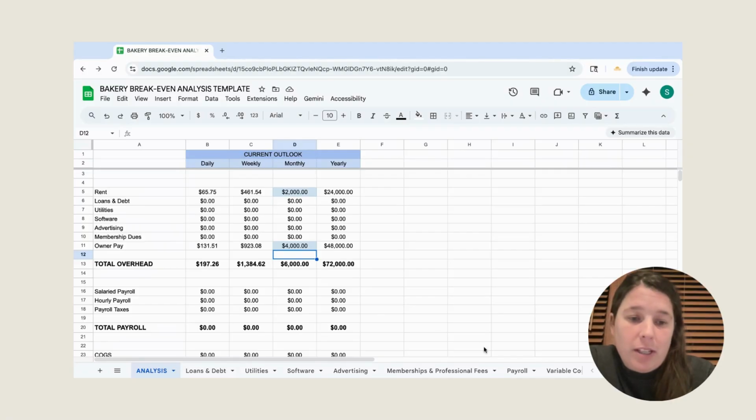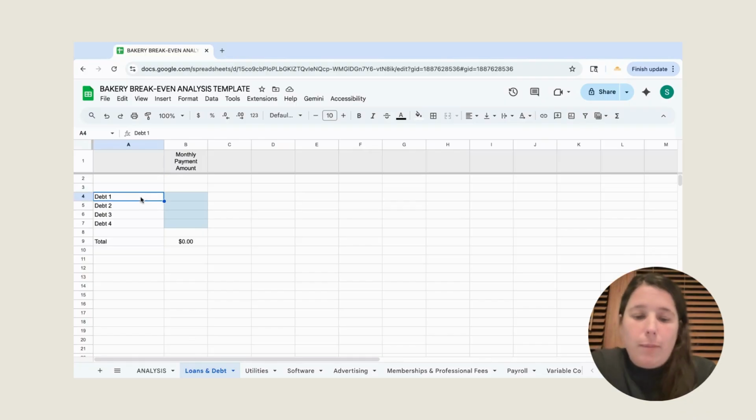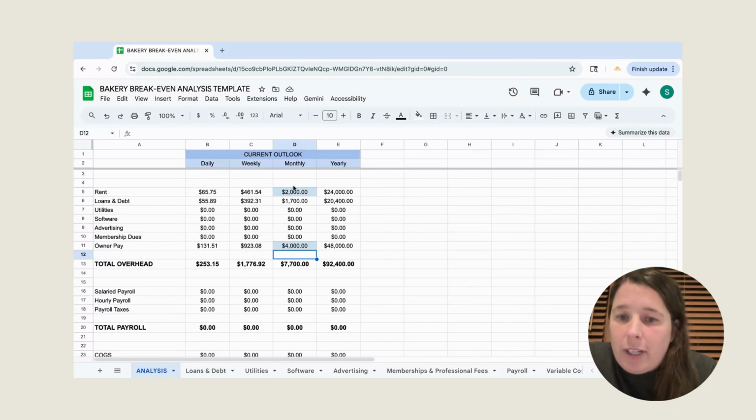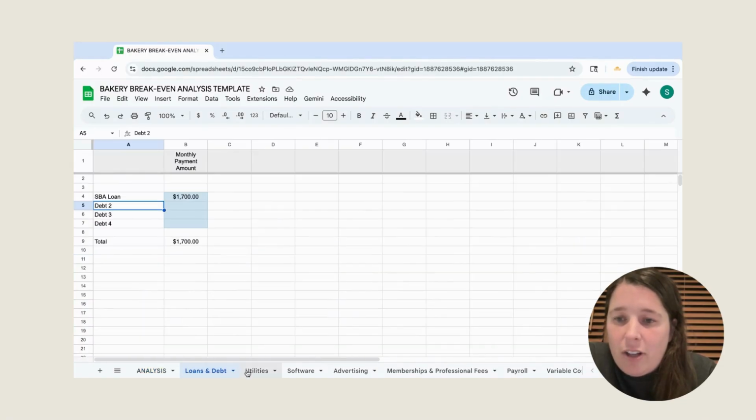Then we're going to move over to these tabs, because all of these other fields are going to be filled in with these tabs. So we're going to go to loans and debt. Maybe you have a small business loan. I know I do. Let's say you pay $1,700 a month for your small business loan. And then maybe you have other debts that you want to plug in there. Maybe you don't. We're just going to leave it there for now. So you can see the total monthly payment is $1,700. It goes over here and plugs right in on the spreadsheet. Now the monthly overhead is looking like $7,700.